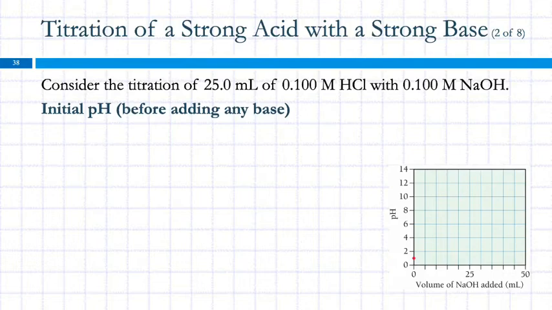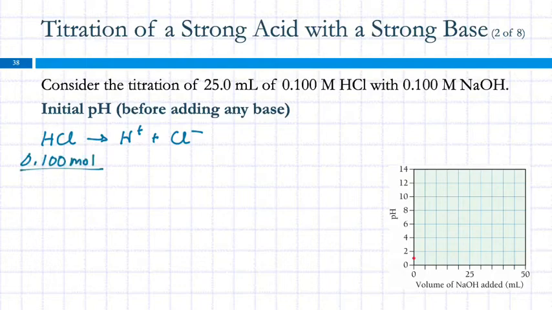So we're going to construct a pH curve for this titration. First, we're going to look at the initial pH before we add any base. So what kind of an acid is HCl? It's a strong acid. So a strong acid, we can think of HCl ionizes completely to H plus and Cl minus. So if I have 0.1 moles per liter of HCl, then that's equal to 0.1 moles of H plus per liter. Everybody okay with that?